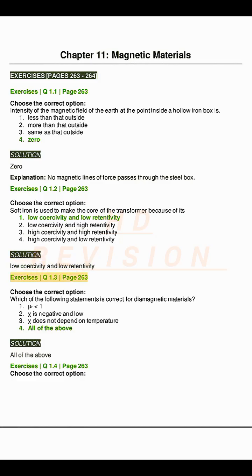Exercises Q1.3, page 263. Choose the correct option. Which of the following statements is correct for diamagnetic materials? 1. Mu r less than 1, 2. Chi is negative and low, 3. Chi does not depend on temperature, 4. All of the above. Solution: All of the above.